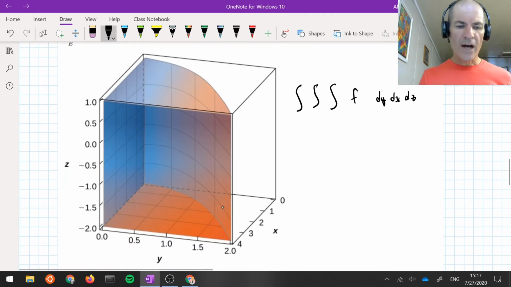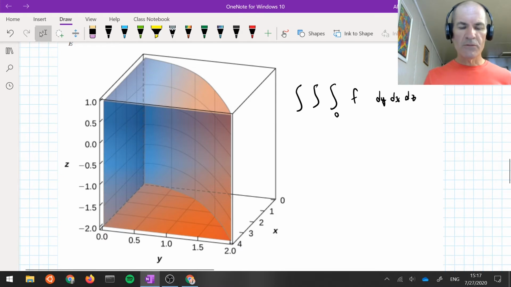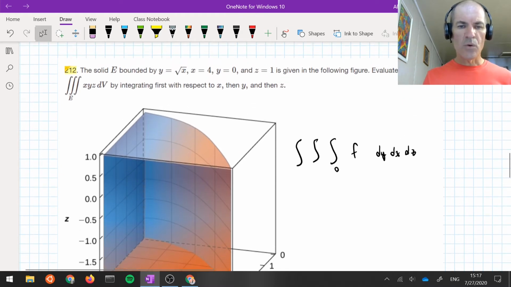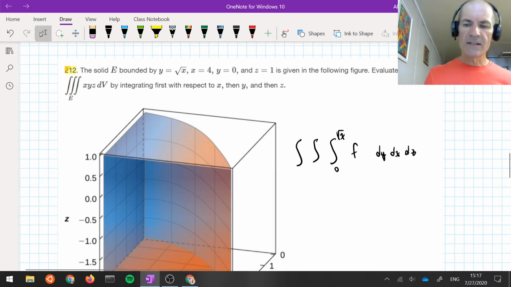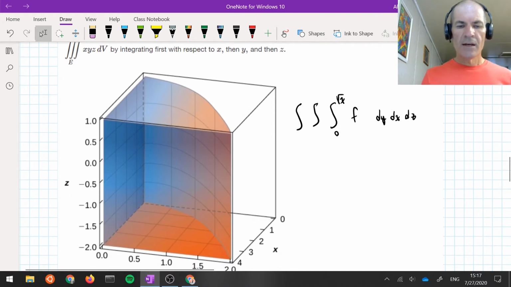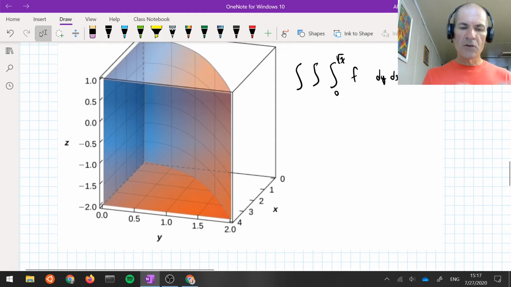All right, in the y direction, we are starting on this back face. That back face is y equals 0. And ending on the front face. The front face is y equals square root of x. So that's the upper limit of integration. So we've accounted for all of the integration in the y direction. What do we do now?